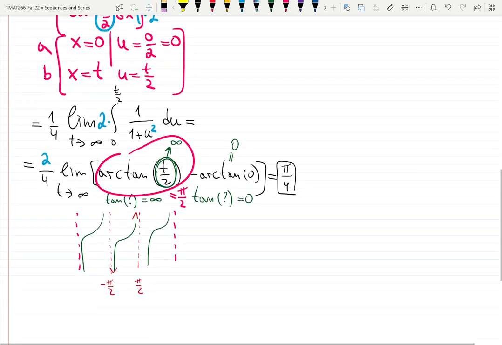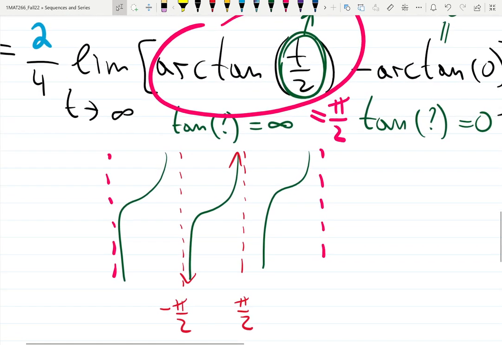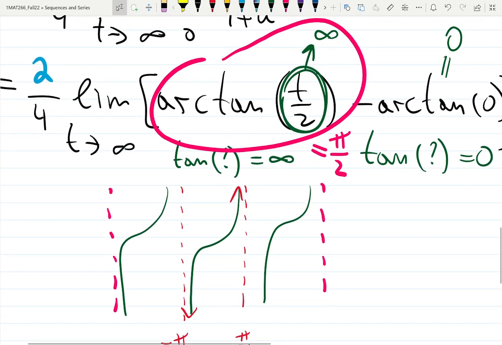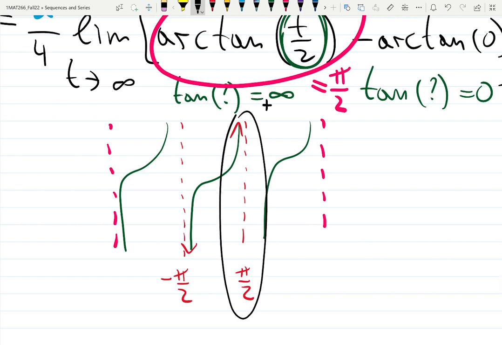What do you think about this? Does it make sense? Why would it be pi halves, when it's only pi halves from the negative direction? So tangent of what angle gives you plus infinity? But it's not infinity. It's infinity from one side and negative infinity from the other.